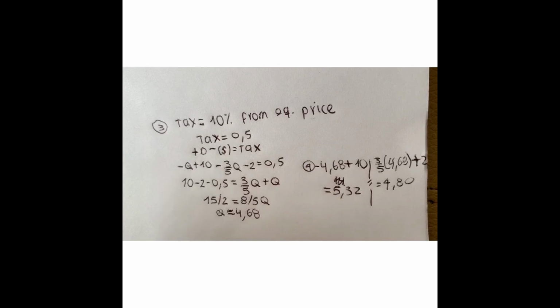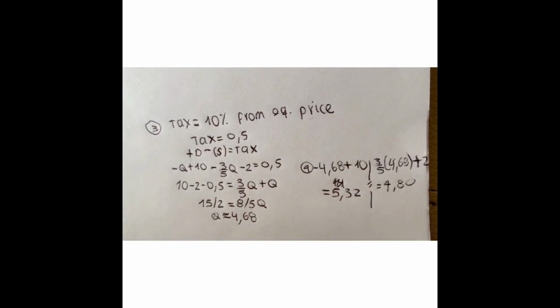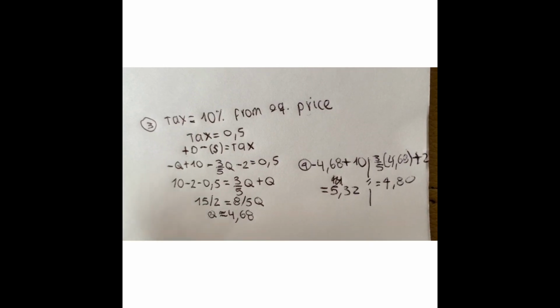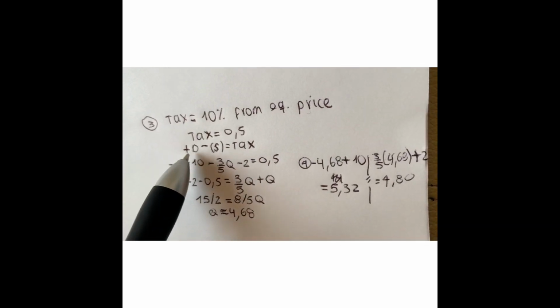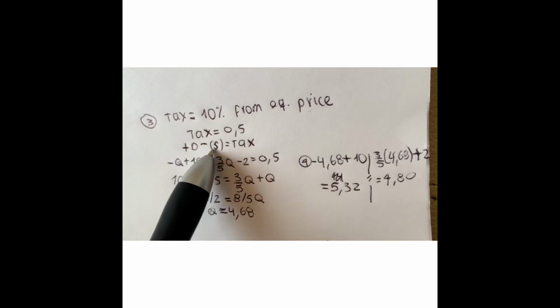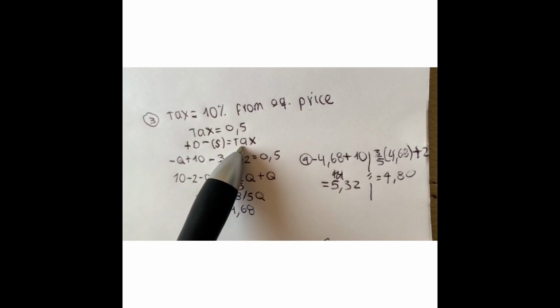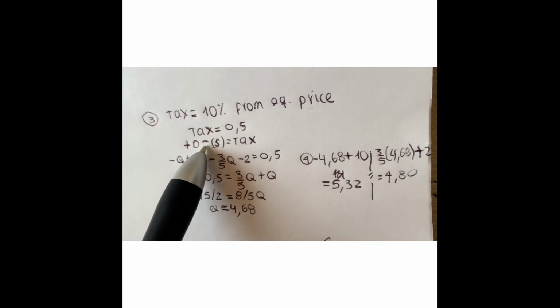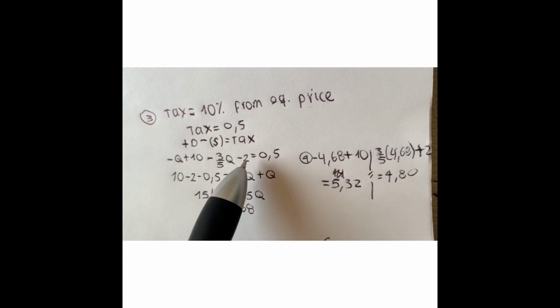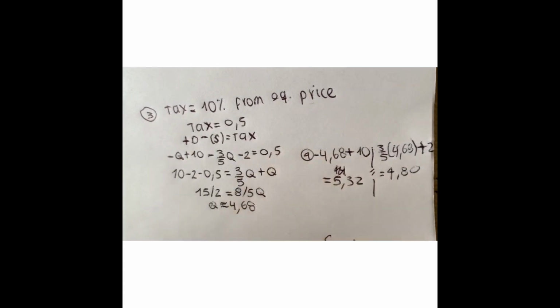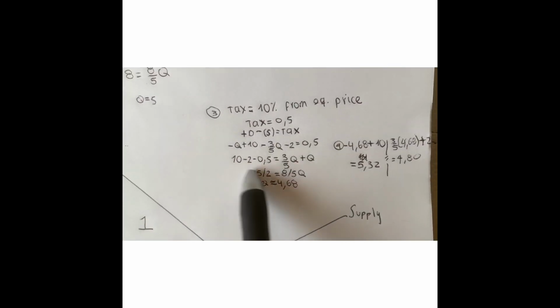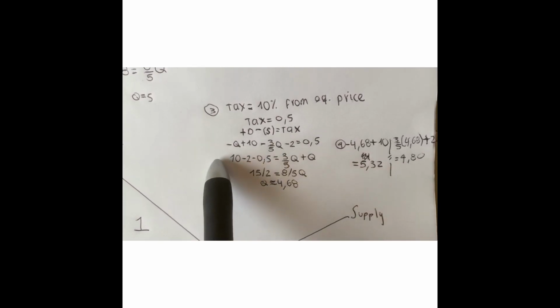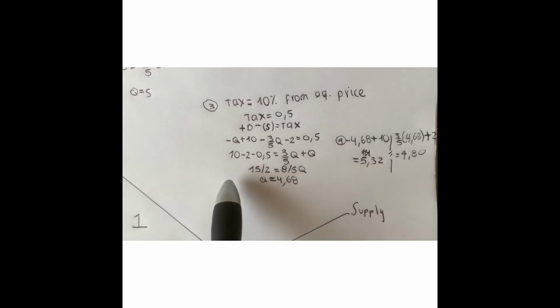And now we're going to find the two prices with the tax applied. In this form, we're going to have demand minus supply equal to the tax. Remember that this minus changes all the signs of the supply equation. So when we take the numbers to the other side from the variables, we get something like this, and we just solve.